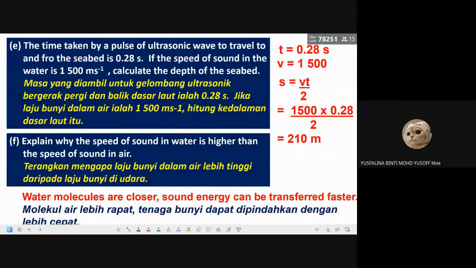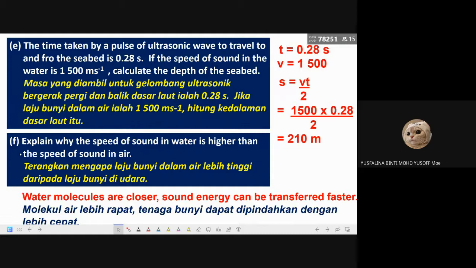So this is the example of how you calculate the depth of the seabed. Here they already give you the time, so the time is 0.28 and the speed is 1,500. You just straight away use this formula, S equals VT divided by 2. The speed is 1,500 and the time is 0.28. Then you multiply and divide by 2, and you will get 210 meter. So that's the depth of the seabed.